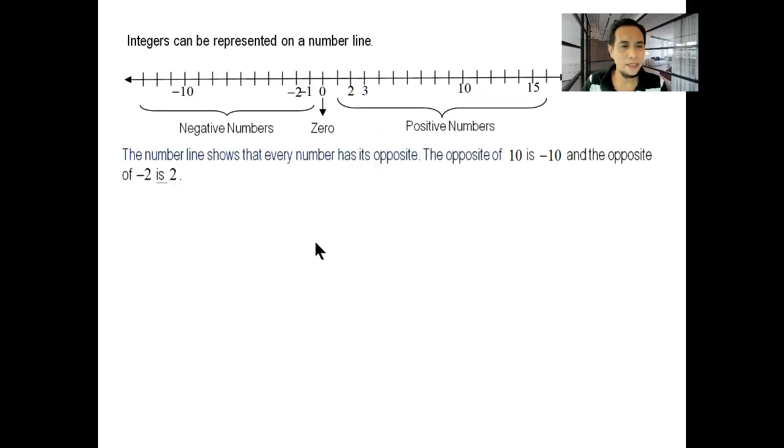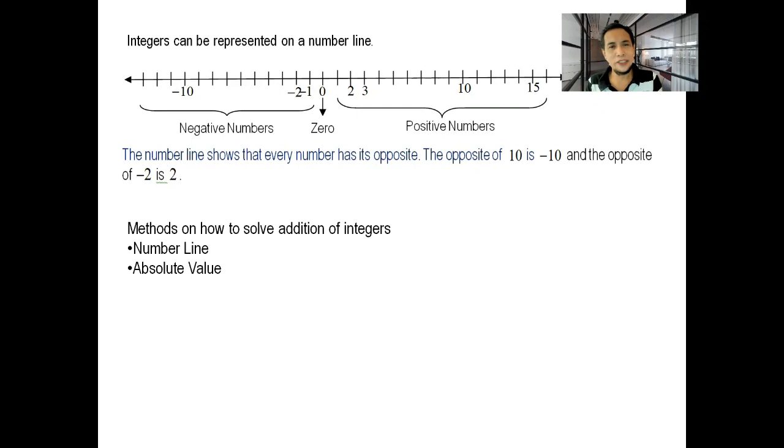The number line shows that every number has its opposite. So the opposite of 10 is negative 10, and the opposite of negative 2 is 2. If we have negative 10, the opposite is 10. If we have 50, the opposite is negative 50.